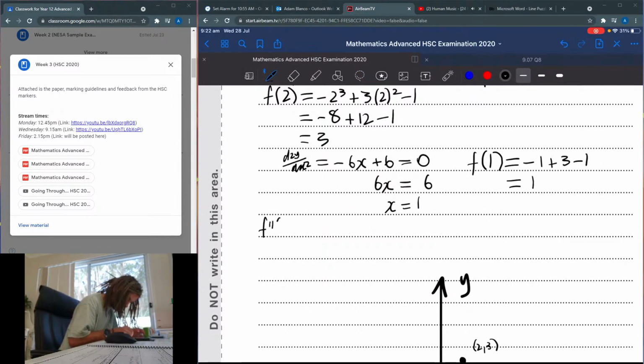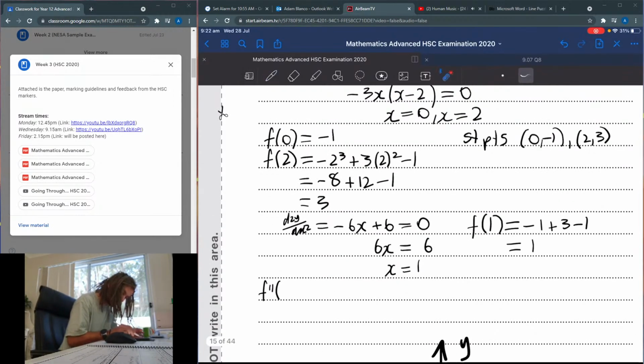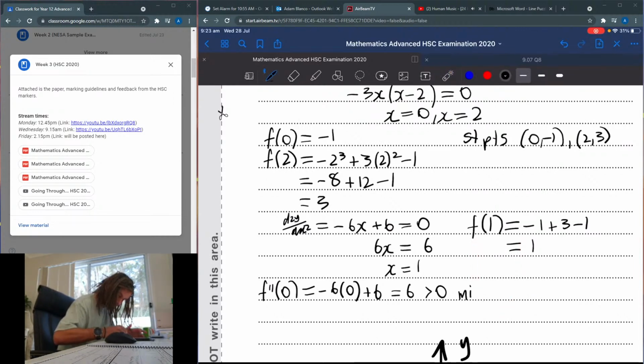The second derivative, so I'm going to test my stationary points, these two, with my second derivative. This is my second derivative here. Minus 6 times 0, plus 6 is 6, so that's greater than 0, so it looks like that, so it's a minimum. Then 2: minus 6 times 2 plus 6 is minus 12 plus 6, minus 6, that's less than 0, so that's a maximum.